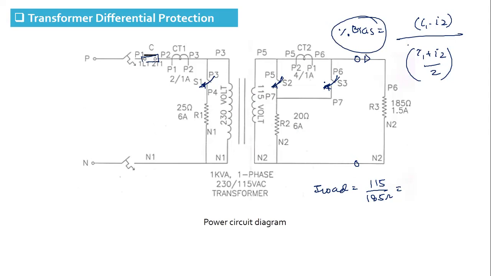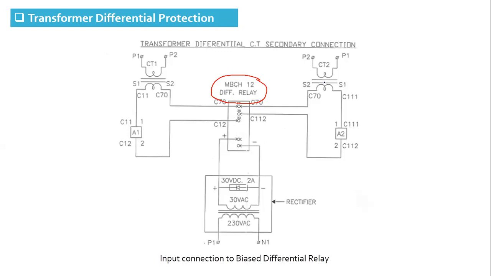Now, what is the setup of the MBCH12 relay? The MBCH12 relay is a static relay. Static relay means it has no moving part. It works using electronic device components. This is CT1. Let me tell you the ratio of CT1. CT1 ratio is 2 by 1. CT2 ratio is 4 by 1.